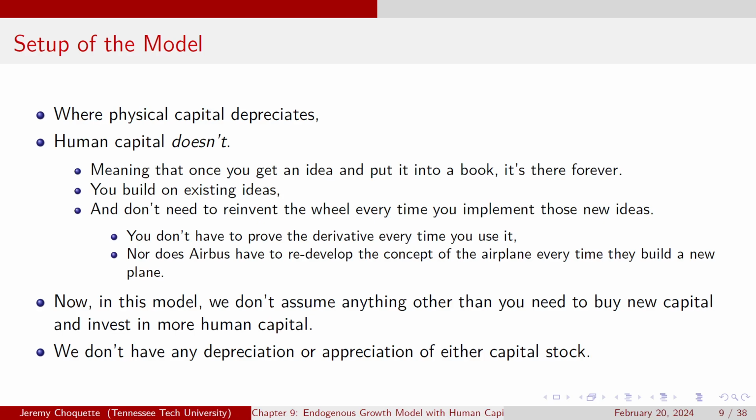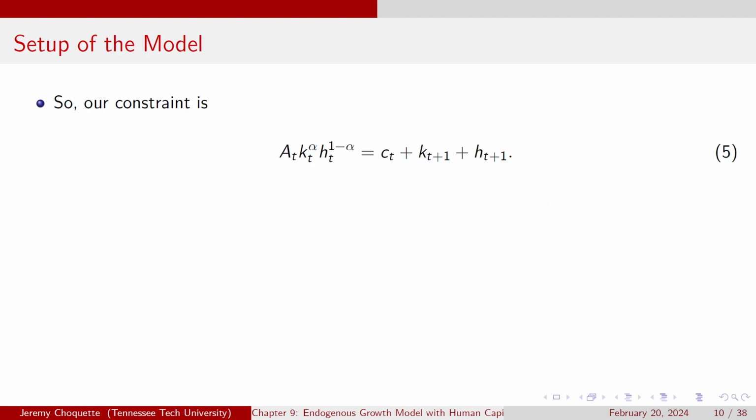So in this model, we don't assume anything other than that you need to buy new capital and invest in more human capital. There's not anything with depreciation or appreciation of either capital stock. It's just, are you going to buy more capital this period? Are you going to invest in more human capital this period? Or are you just going to consume more stuff? So we combine all three of our constraints, and this is what we get.